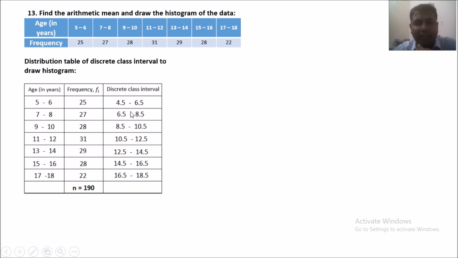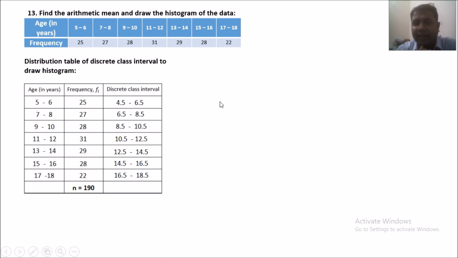So why we did that, you understood in our last class of this chapter. We told you, for discrete class interval, the graph is drawn side by side, touching each other. But if we do not take the discrete class interval, if we take the indiscrete class interval, then there will be a space between them, and we will face some trouble for drawing the histogram. So that's why I did that, to make your histogram easier.